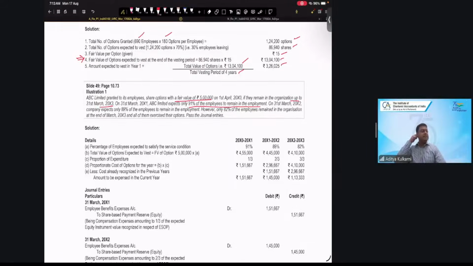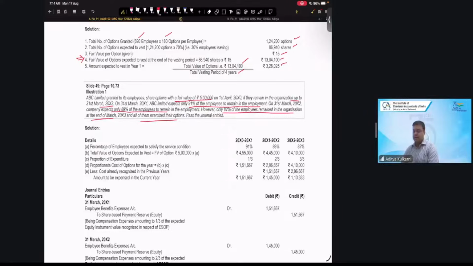But there are some realistic attrition rate analyses that you have, some visibility that you have. So on that basis, you try to arrive at a reliable estimate. On 31st March 20X2, the company expects only 89% to remain in employment. Can estimates change? Yes. As facts change, estimates also undergo an updation. However, only 82% remained in the organization at the end of 20X3 and all of them exercised their option.